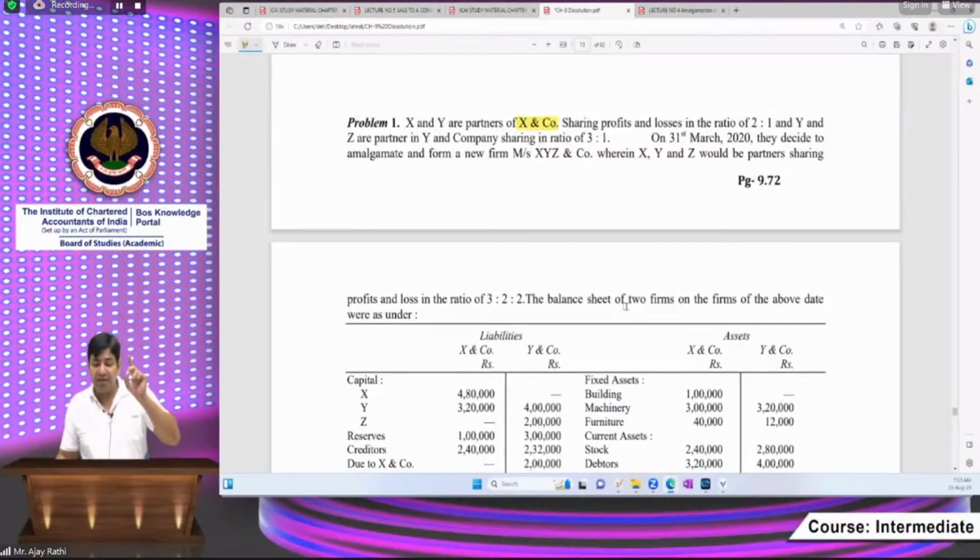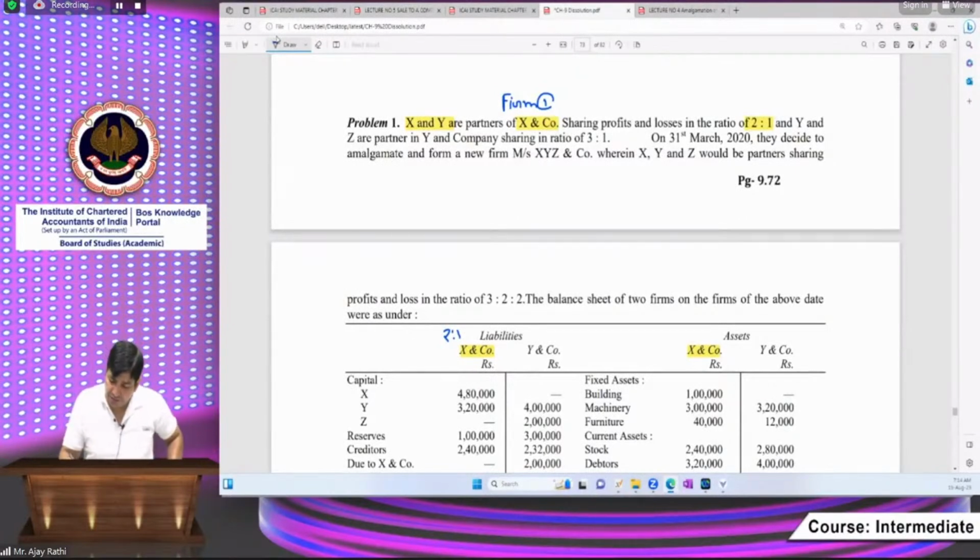This is partnership firm number 1, where the profit and loss ratio is 2:1, where X and Y are partners. So in this case, the ratio is 2:1. Okay, very easy, sir, very, very easy.